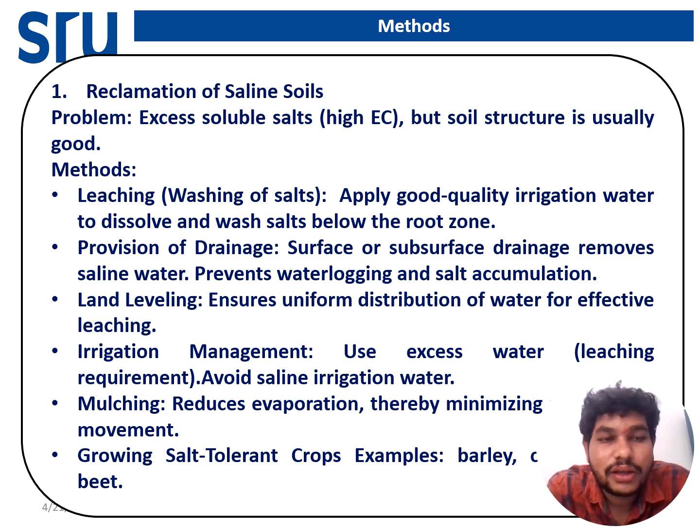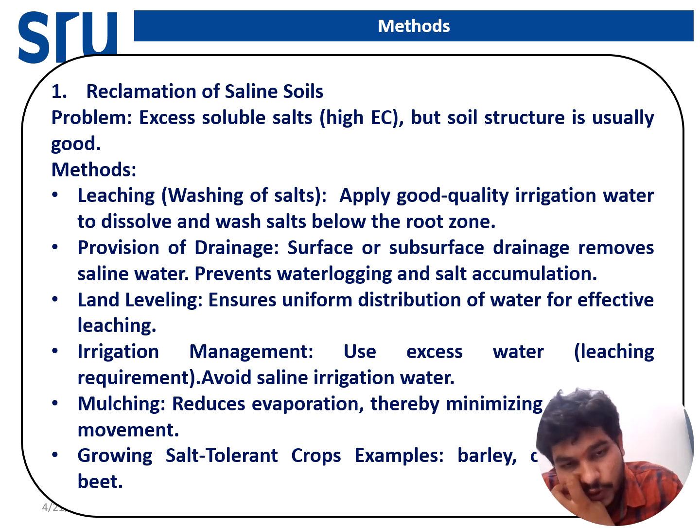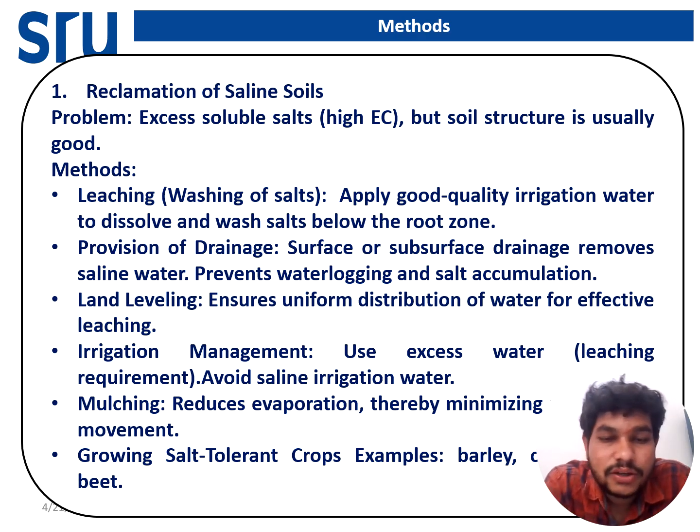Okay, so we'll see the reclamation of saline soil. In that reclamation, we have seen the leaching requirement, that is washing of the soil with good quality irrigation water, washing of soil below the root zone. For that we have made one assumption that the drainage should be good. Surface or subsurface drainage should be there to remove this saline water, and land leveling should be there for uniform distribution of water and to avoid stagnation of water. Then irrigation management: use only good quality water. Then follow mulching to reduce evaporation and minimize the salt concentration in the soil.